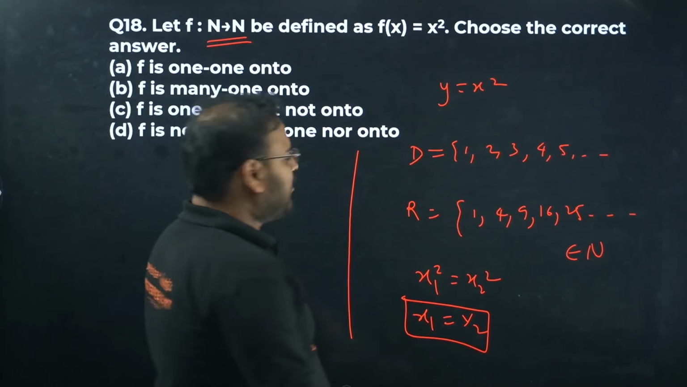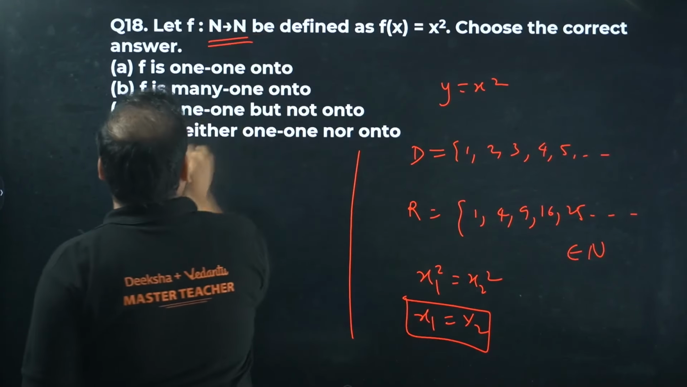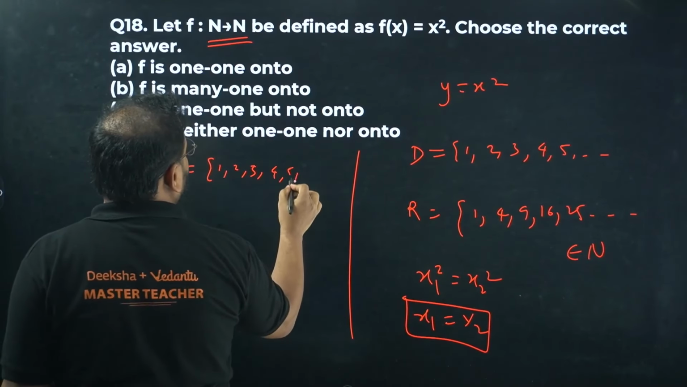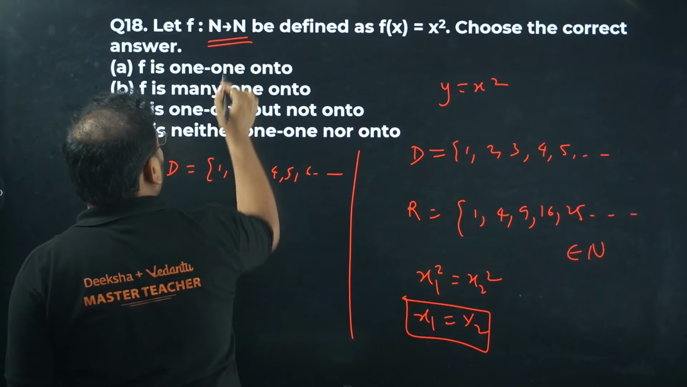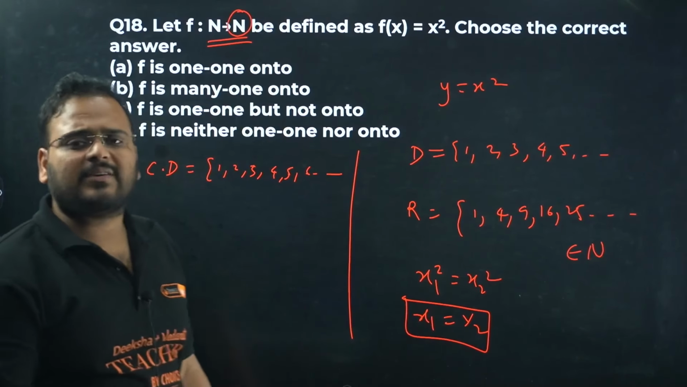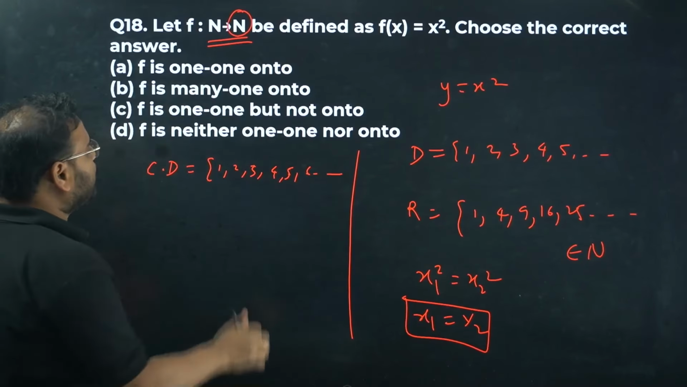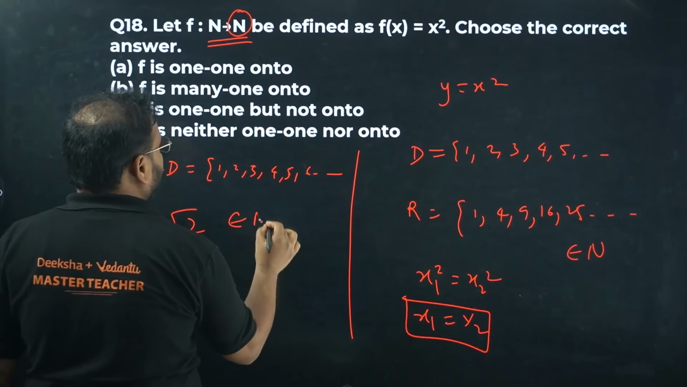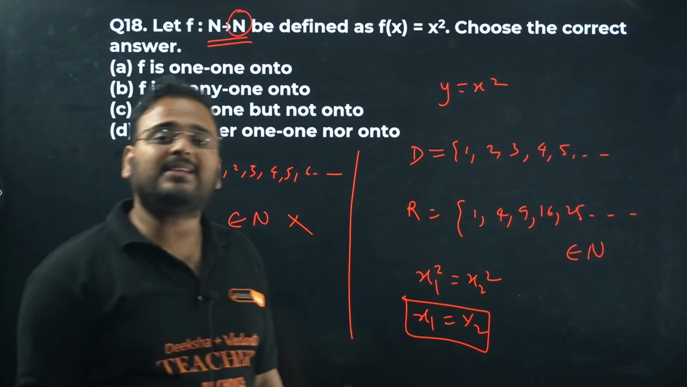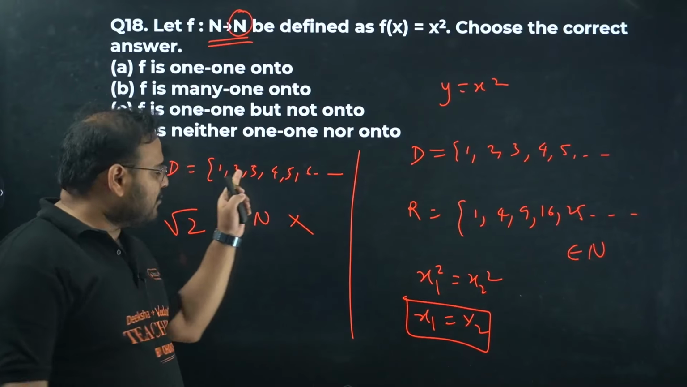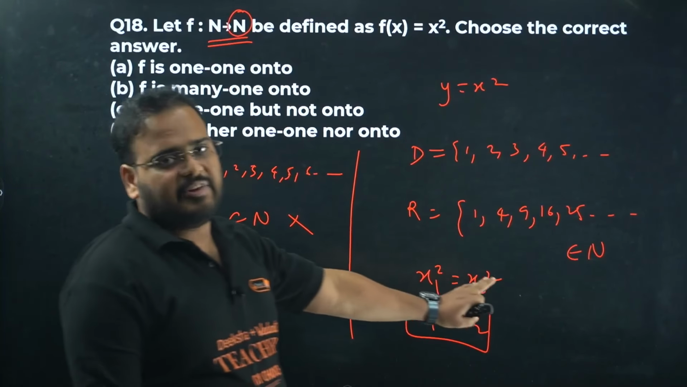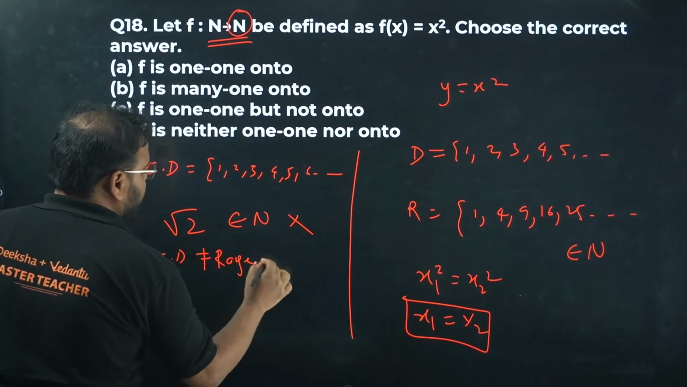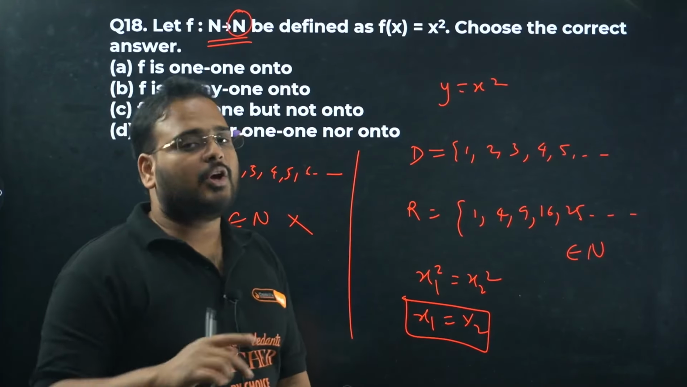Not onto, sir. Because if you take the codomain, your codomain is going to be what? 1, 2, 3, 4, 5, 6, and so on. The codomain is also the natural numbers. So what about the number 2? For the number 2, will the root exist? Will root 2 be a natural number? Of course not, sir. It means the function has some values in the codomain which are not present in the range. So clearly your codomain and range are not equal.